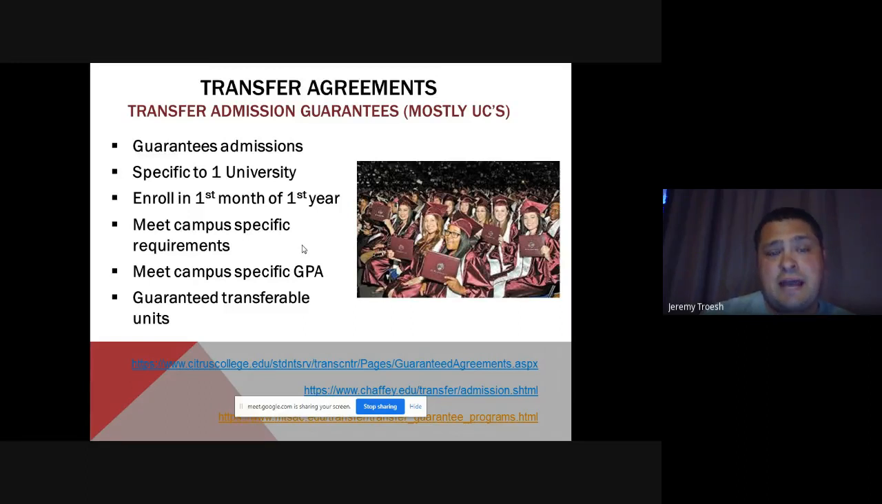In addition to that, the courses that you take underneath this transfer admission guarantee agreement are all 100% transferable units. And this is really important because if you don't have transferable units, that means you're going to be retaking coursework at the UC, which is going to extend the amount of time you're going to be spending in college to get that 4-year degree. So when we talk about the transfer admission guarantees, we're going to talk about something else called IGETC. All of these are really important to understand. It's all about making sure your units are transferable.